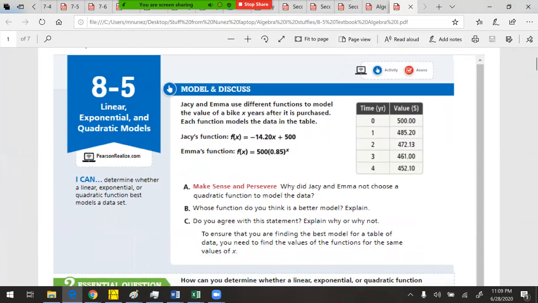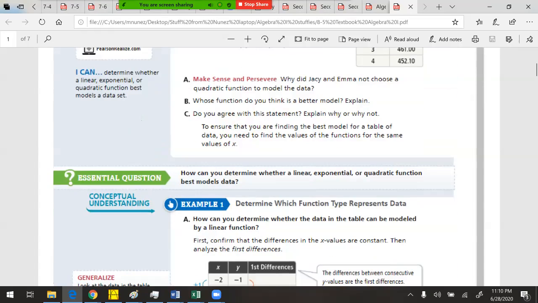For part A, make sense and persevere. Why did JC and Emma not choose a quadratic function to model this data? Because notice, we're talking about money and an amount that goes down. The reason we're not doing quadratic is because we have a starting value and it goes automatically down right off the bat. So quadratic would not work. But notice this, it's got to be consistently going down. Notice how this is going down by 15, then by 13, then by 11, then by 9. Linear is not going to work because it has to have a constant slope. So therefore, Emma's function will work, essentially.